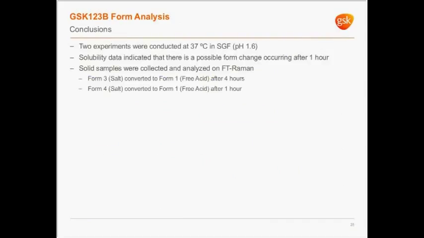From the FT-Raman data, we can conclude that, first of all, FT-Raman is a good technique that can be used to determine drug form. In the experiments performed for this work package, the solubility data indicated that solubility of the salt dropped after several hours of mixing, and this could indicate that some of the drug was precipitating out of solution. By applying FT-Raman, we could see that form 3 converted to form 2 free acid after 1 hour, and form 1 free acid after 4 hours. And we were also able to determine that both batches of form 4 converted to form 1 free acid after only 1 hour, and remained as form 1 even at the 4 hour mark.